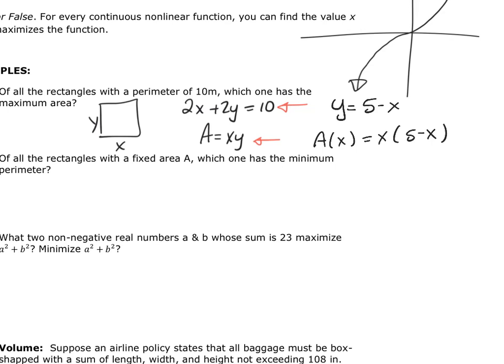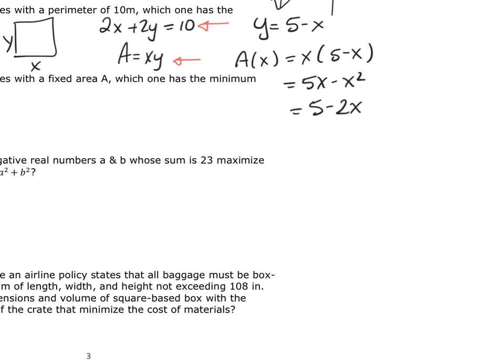Remember, the one I am maximizing is the one I'm going to take the derivative of. So then I multiply everything through and I get 5x minus x squared. I'm going to take the derivative, and when I do that, what do I get? So I'm going to set this equal to 0 and I solve. When I set this equal to 0 and I solve, I've got x is equal to 5 over 2, or 2.5. Okay, how are we doing?